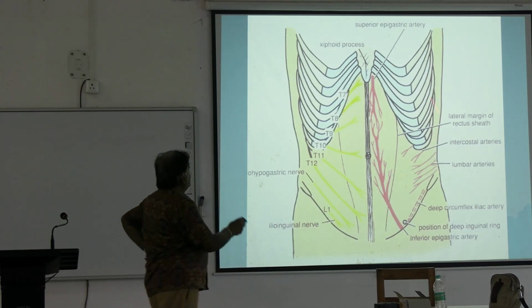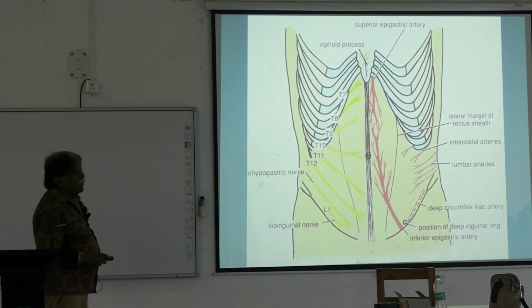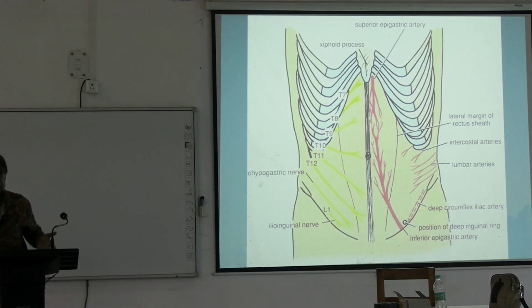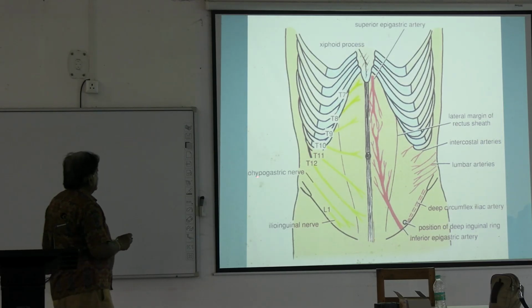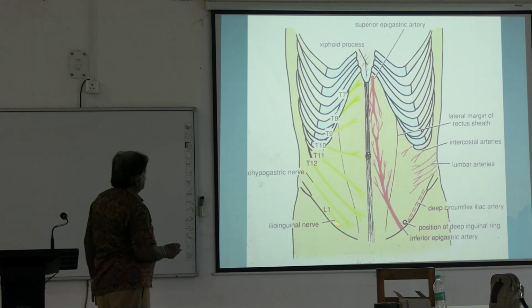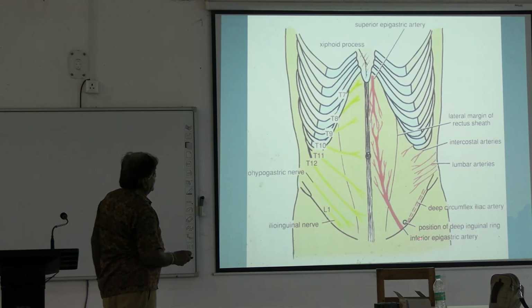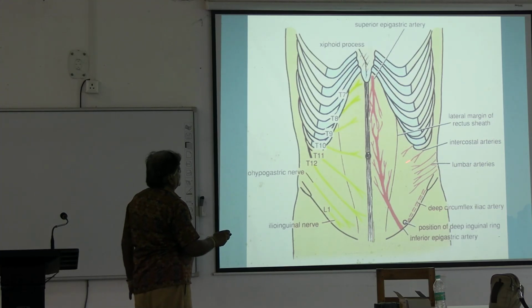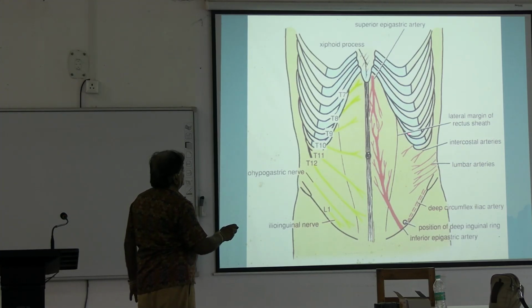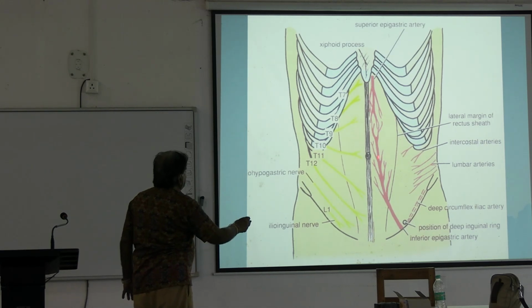Now this is the picture when the skin is removed, and you are seeing the iliohypogastric nerve, ilioinguinal nerve, position of deep ring, inferior epigastric artery, deep circumflex iliac artery, lumbar arteries, intercostal arteries, the lateral margin of the rectus sheath. This is the inferior epigastric artery. This is the superior epigastric artery.